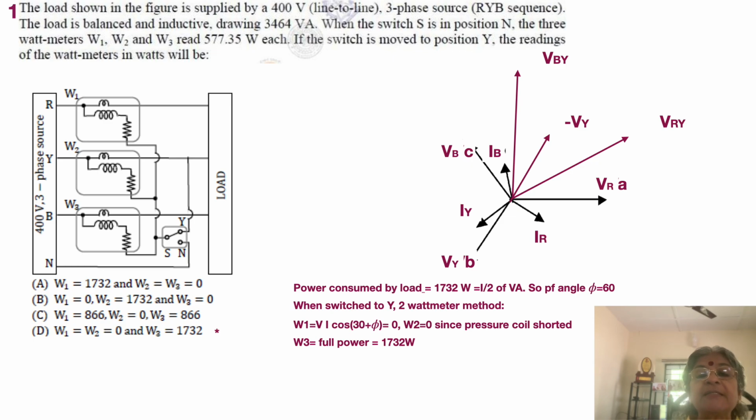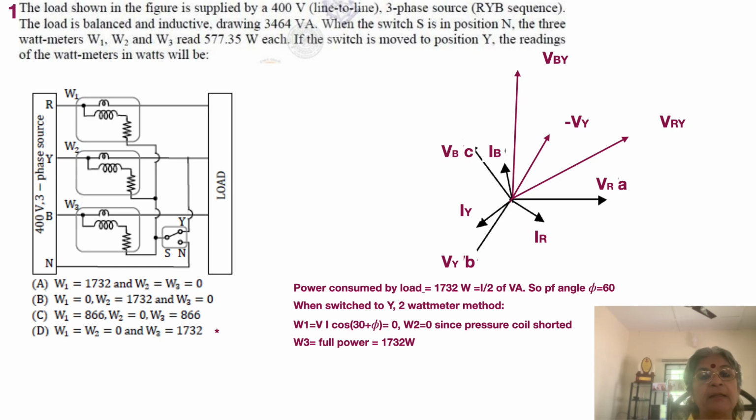When the switch S is in position N, that is when it's a three wattmeter reading context, the three wattmeters W1, W2 and W3 read 577.35 watts. This is the outcome of a balanced circuit. So when each of them reads 577.35, the total is going to be 3 times 577.35, which is equal to 1732 watts. If the switch is now moved to position Y, the readings of the wattmeters in watts will be what?